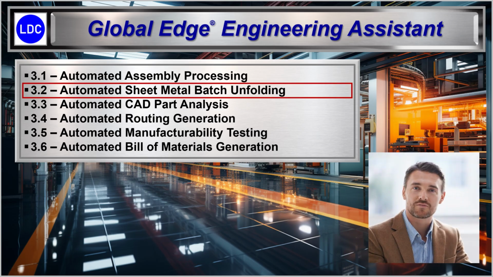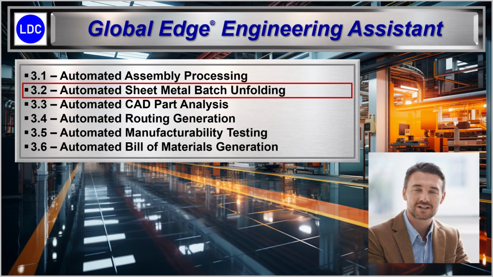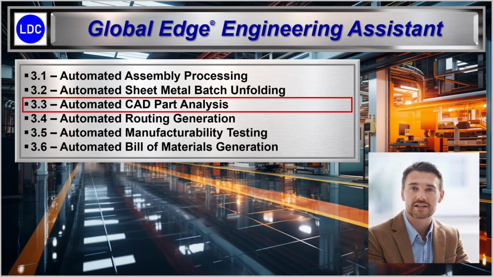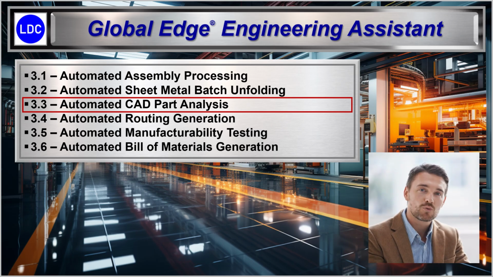Step 3.2 provides automated sheet metal batch unfolding capabilities that generate DXF flat files directly from 3D SolidWorks sheet metal CAD models. The process incorporates extended data containing the required manufacturing parameters, enabling the automated generation of nesting layouts, bend programs, and production schedules. Step 3.3 provides automated CAD part analysis of complete sheet metal part parameters to serve as a foundation for manufacturability testing, automated routing, bend program, and sales quote generation.